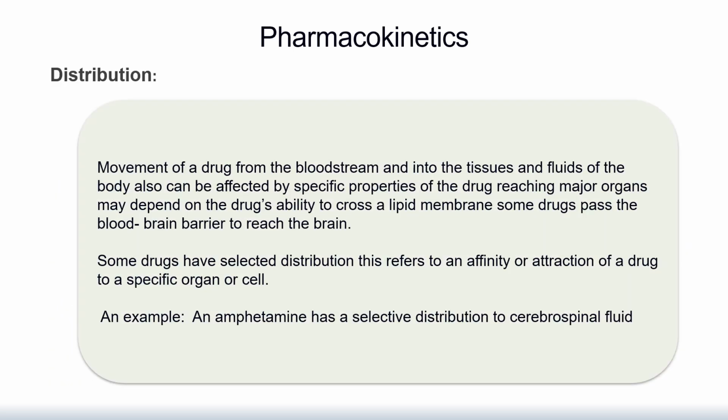Distribution is the movement of the drug through the bloodstream and into the tissues and fluids of the body. It can also be affected by specific properties of the drug reaching major organs and may depend on the drug's ability to cross the lipid membranes. Some drugs pass the blood-brain barrier to reach the brain. Some drugs have selected distribution, and this refers to an affinity or an attraction of the drug to a specific organ or cell. An example of this is that amphetamine has a selective distribution to cerebrospinal fluid.